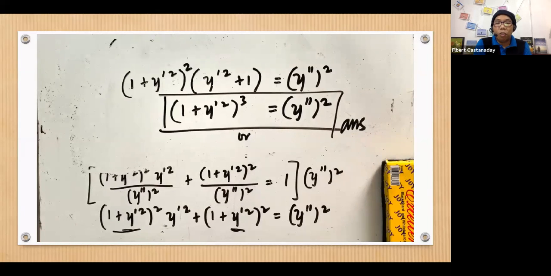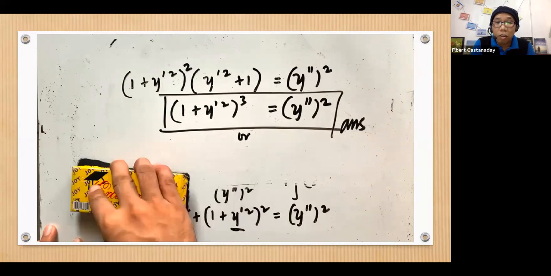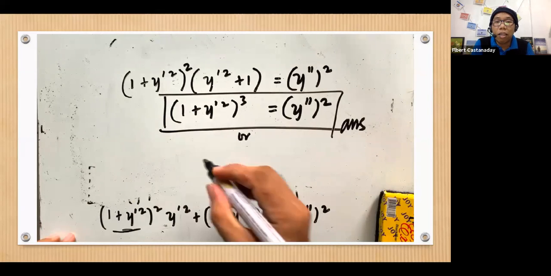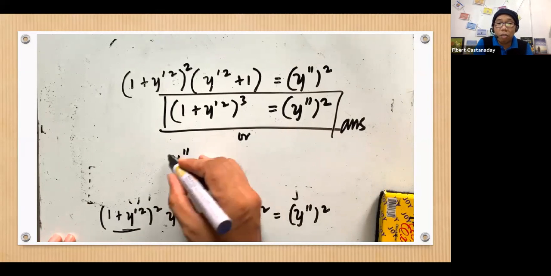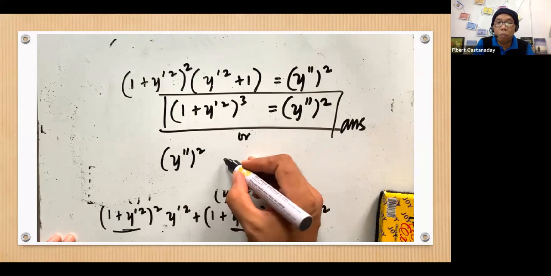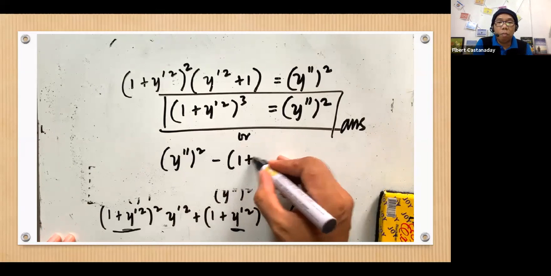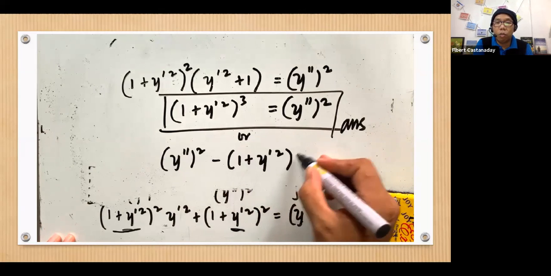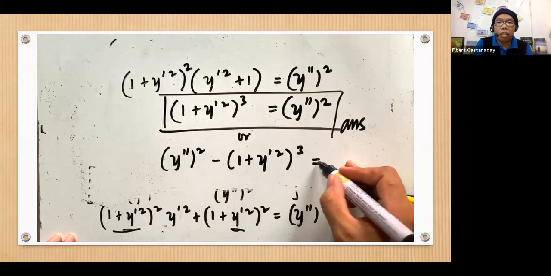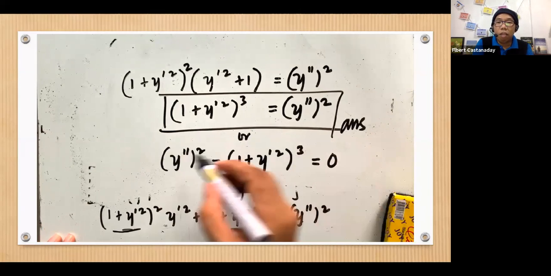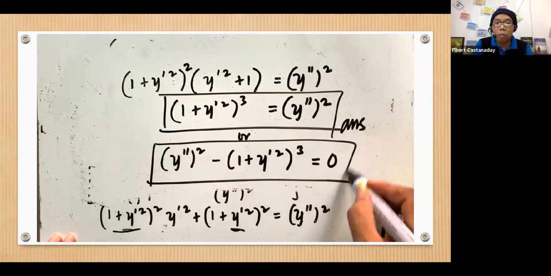this differential equation. Kung napansin niyo, di ba, naka-box na yung resulting equation, or you can actually arrange, di ba, from the highest derivative. So (y'')^2 minus (1 + y'^2)^3 equal to 0. So either of the answers, yan, acceptable naman yan.